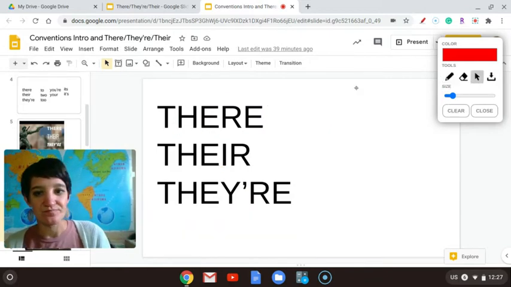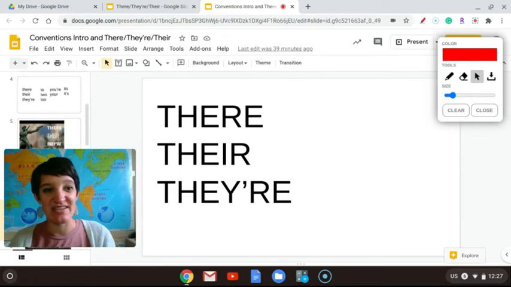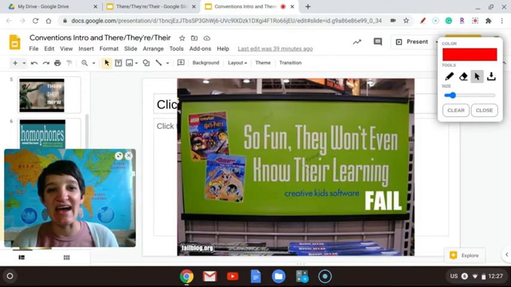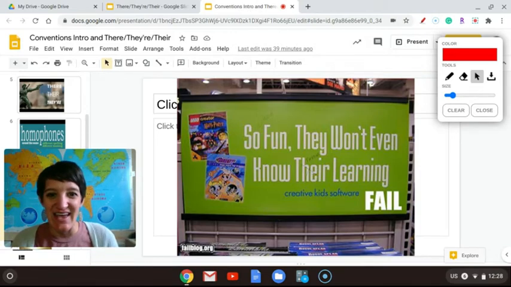So now that you know the differences between these words, you're going to see that there are a lot of adults in this world that still get them mixed up and still use them incorrectly. Okay, this is a poster. It's an advertisement for some video games, it looks like. And it says, "So fun, they won't even know they're learning." Okay, they're trying to convince you and persuade you to buy these video games, or maybe it's a book, I don't know. The problem is "they're there."